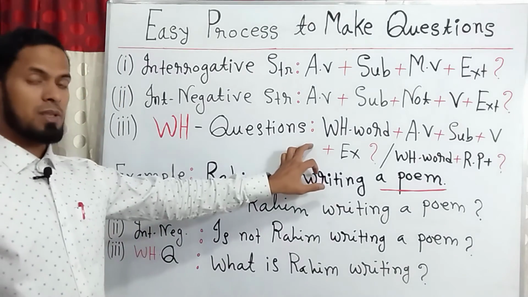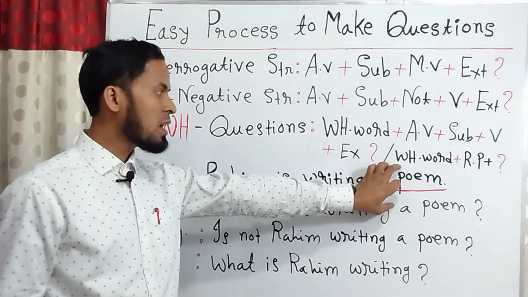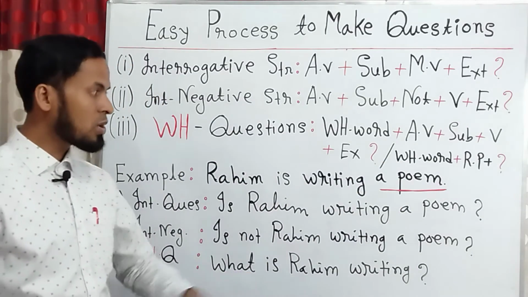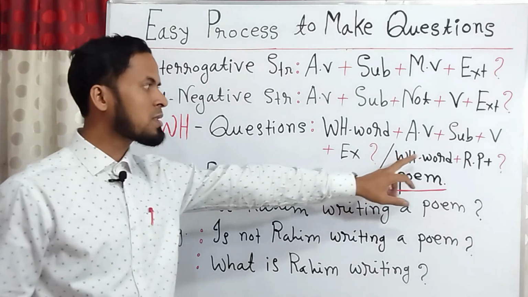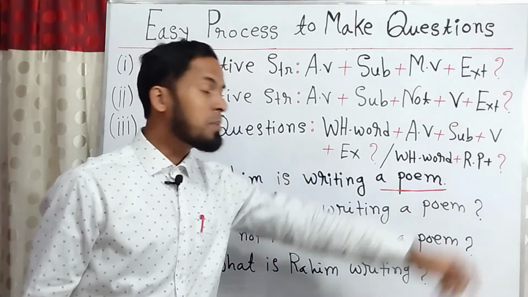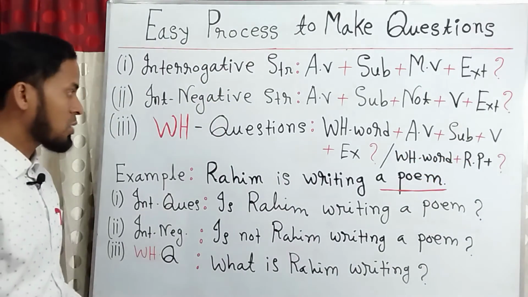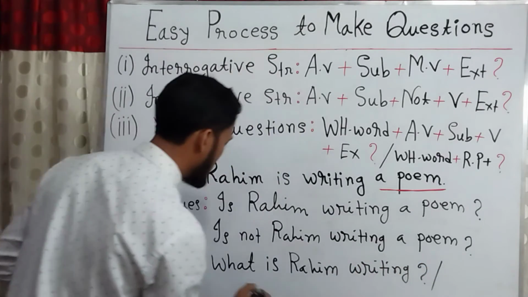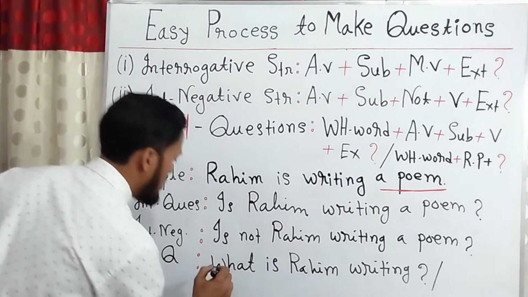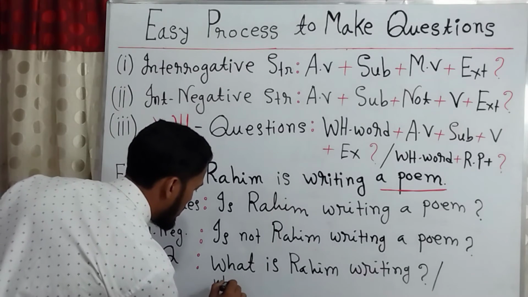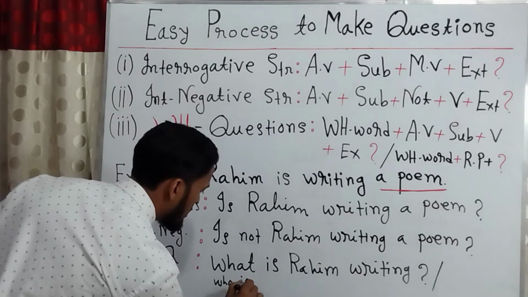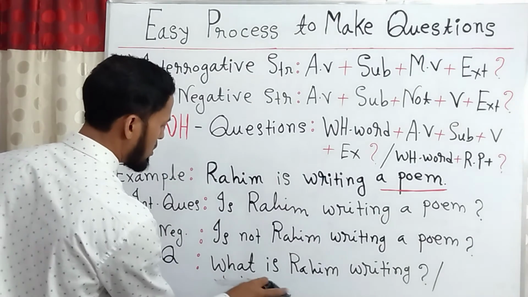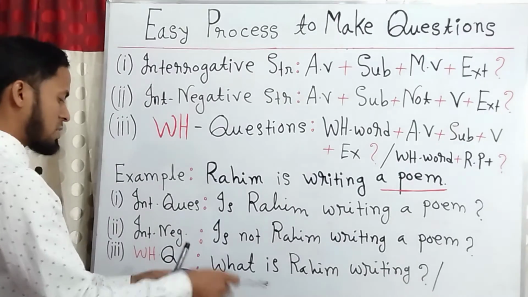So this is one process. That means if you want to make questions about objects or material things, then you can use what is Rahim writing. This is one process. And the other process is WH word plus remaining part plus question mark. Just we can follow this. Who is writing a poem? We can also follow the other process. Just follow this.